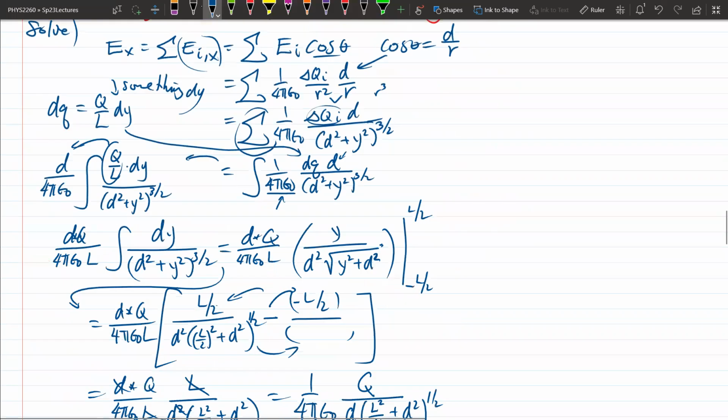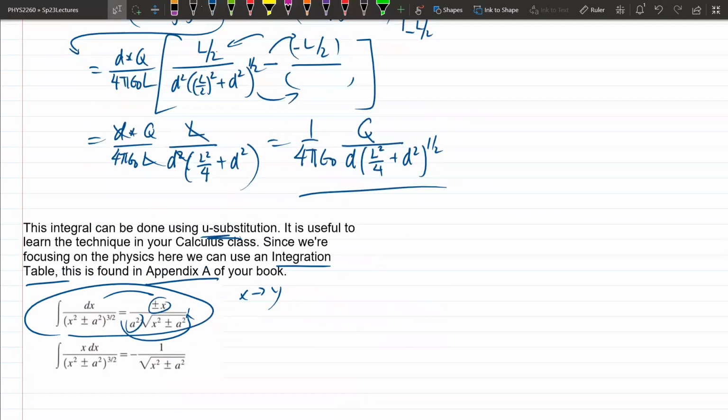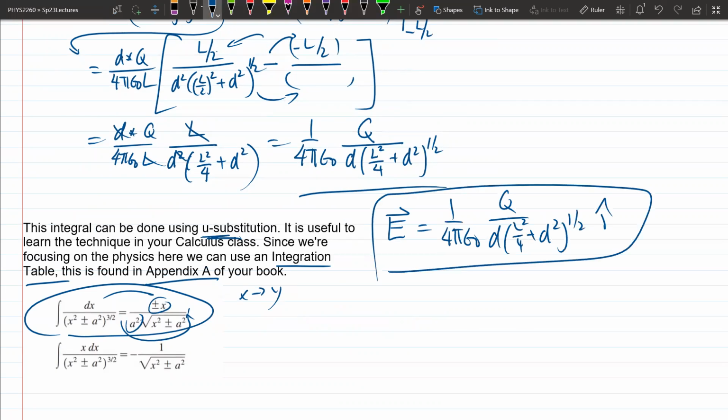So if you want to write the final answer, because that's going to be a vector, the electric field vector itself is this number, Q over D, L to the 4th plus the 1/2 power, and it's all going to be in the positive x direction.